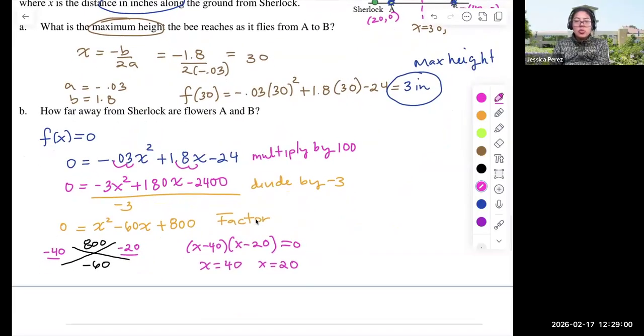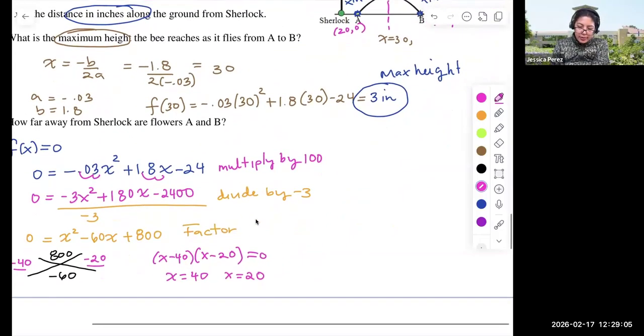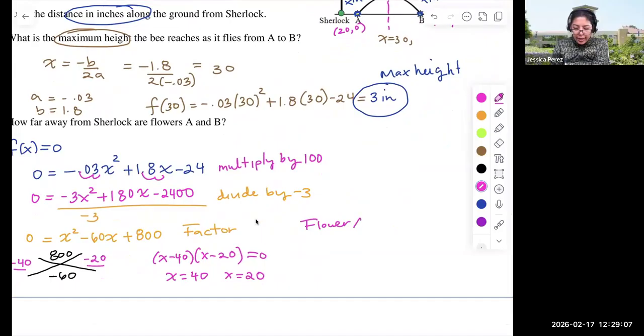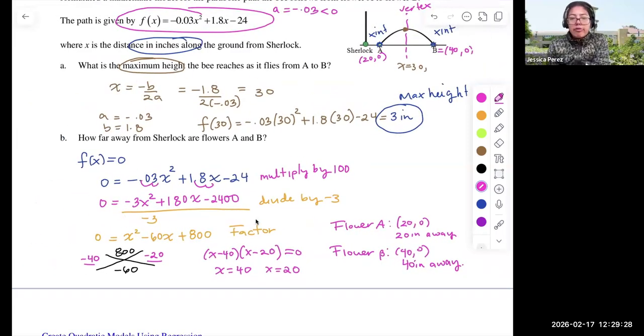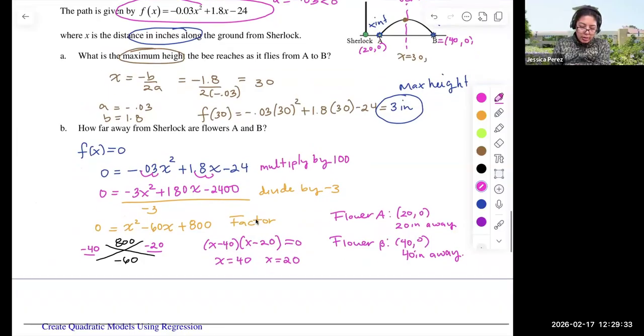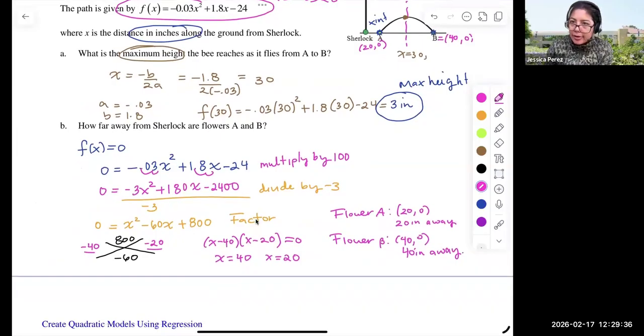So the first flower is 20 inches away. The other one is 40 inches away. So flower A is 20 inches away, and then flower B is 40 comma 0, which is 40 inches away. Those are the distances away from Sherlock. Okay. And we did that by factoring and identifying our x-intercepts.